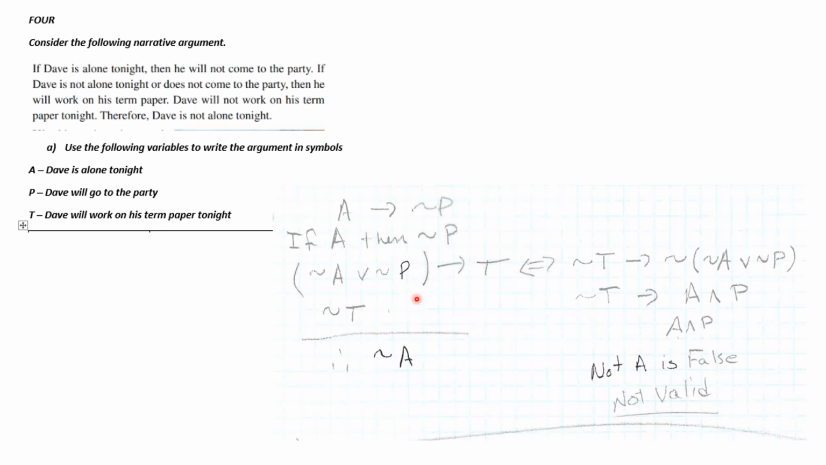Now to prove this without using truth tables, you can recognize that if you take the contrapositive of this statement, you get not T implies the negation of this expression, but then we use De Morgan's law, and this changes to not T implies A and P. Now, since not T was above the line, we assume that's true. That means A and P is true, and that means both A and P are true, so not A is false. So this has to be a not valid argument.